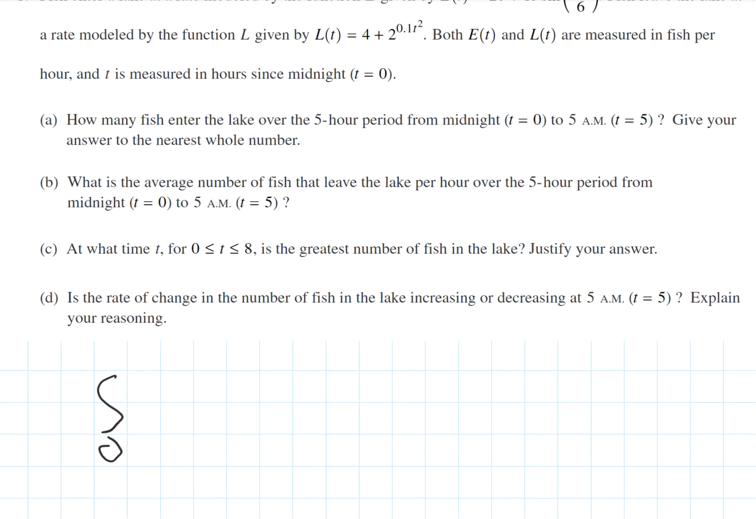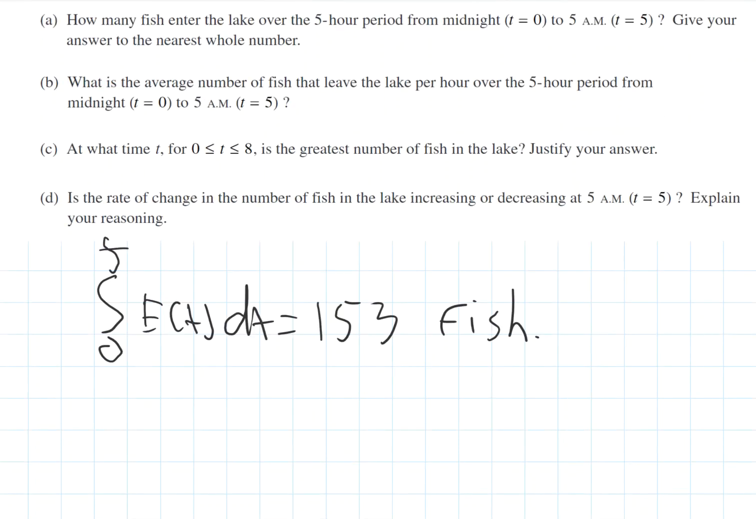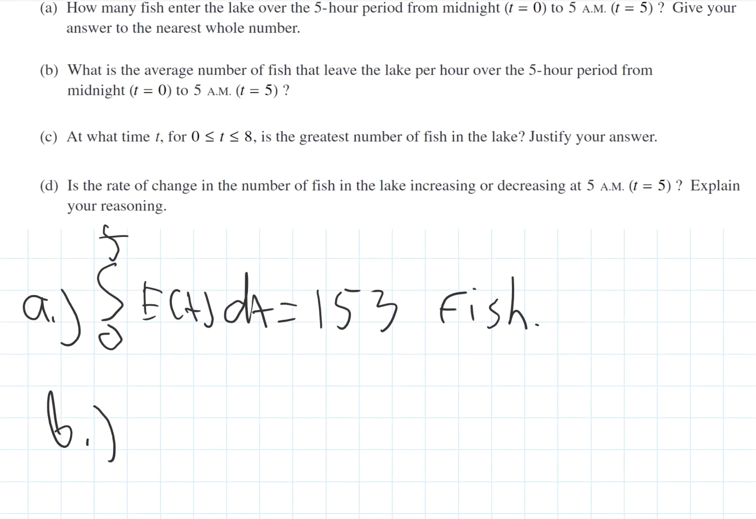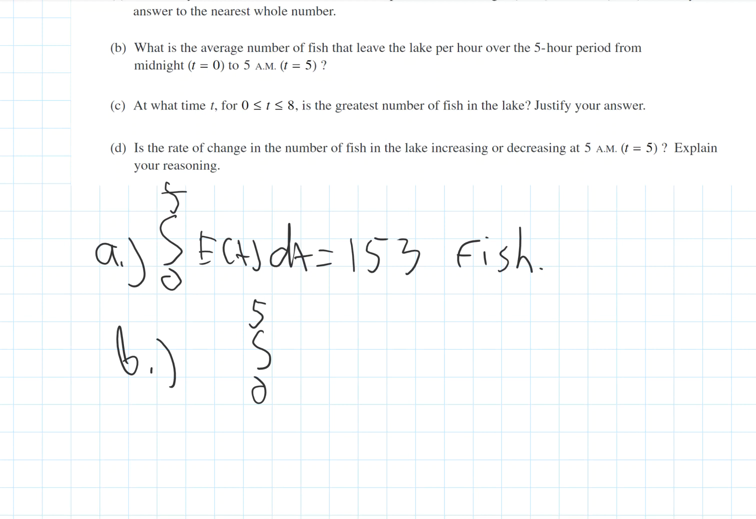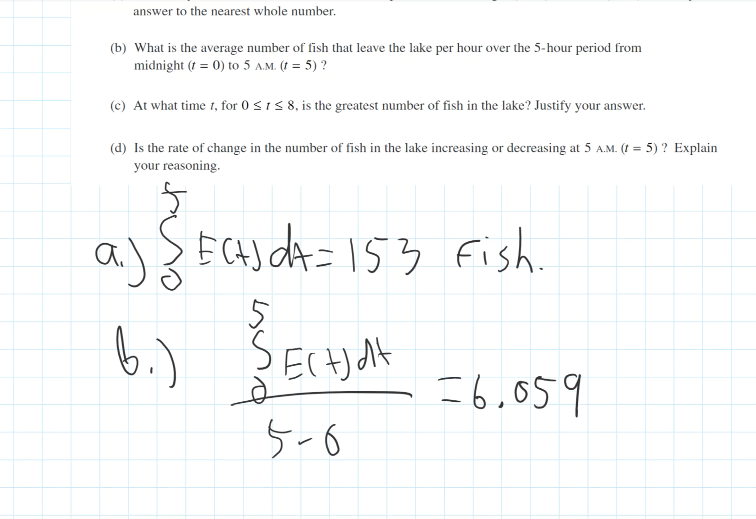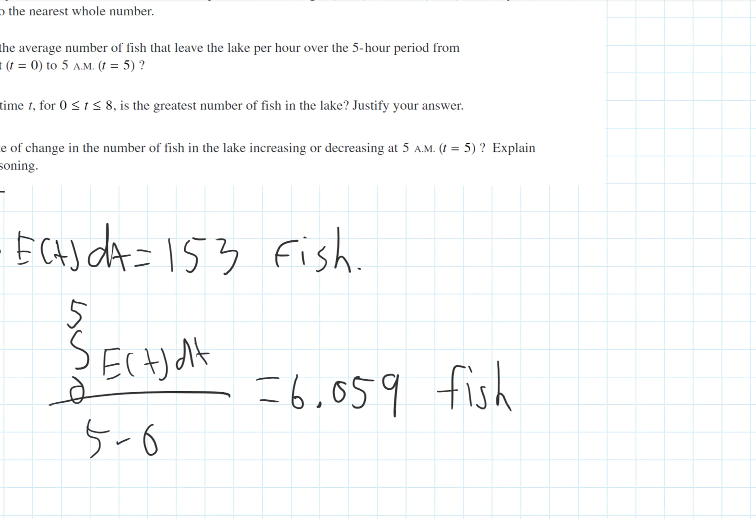We simply have to take the integral from 0 to 5 of E of t dt, which equals 153 fish. Part B is also fairly simple. We take the same integral from 0 to 5 of E of t dt, and we divide that by 5 minus 0, the interval, and that gets us 6.059 fish per hour.